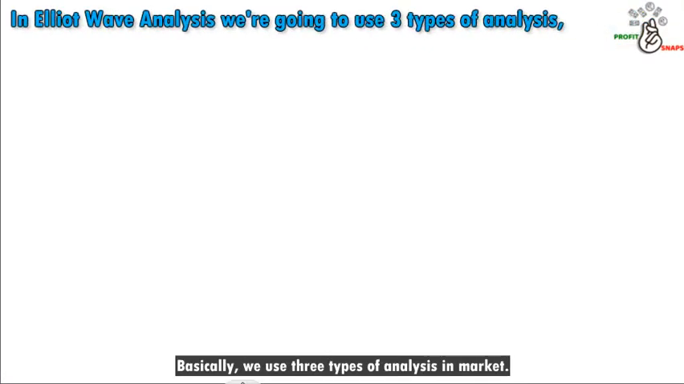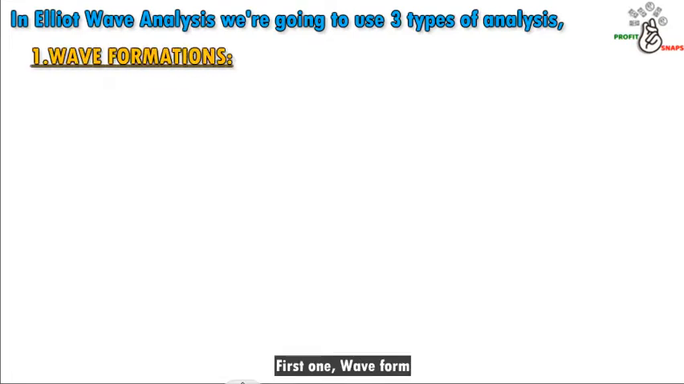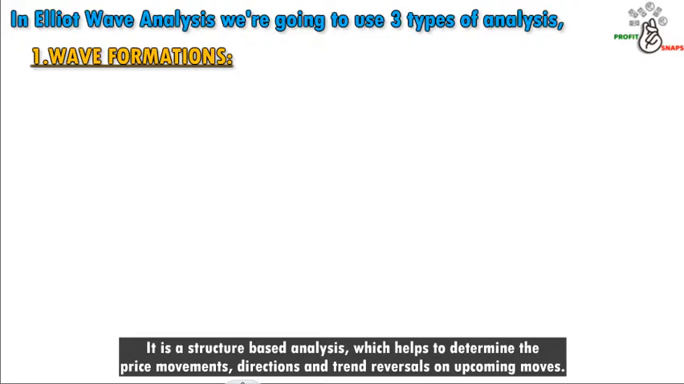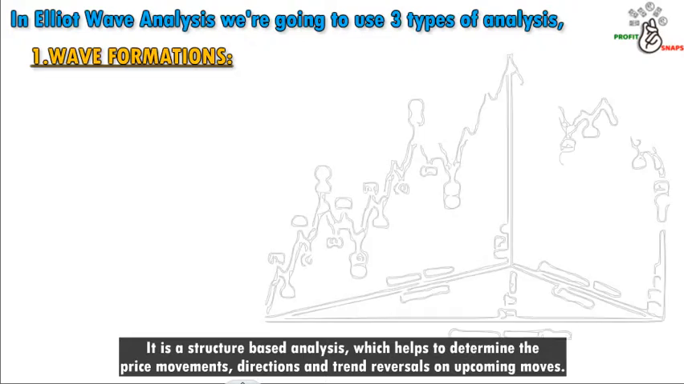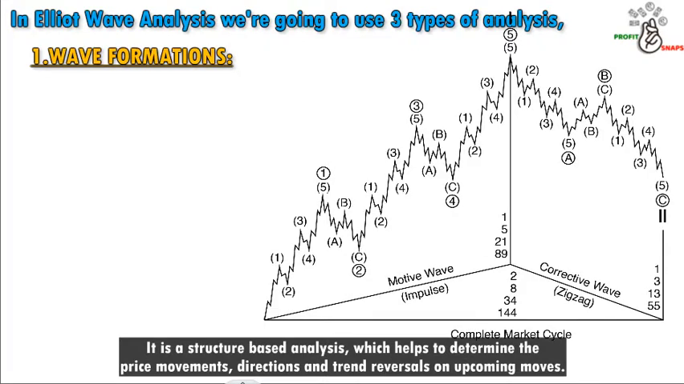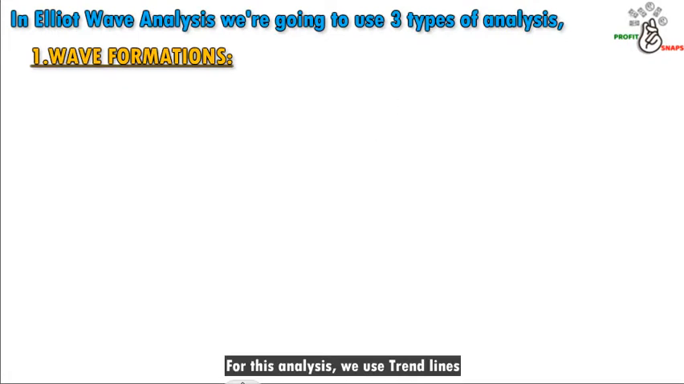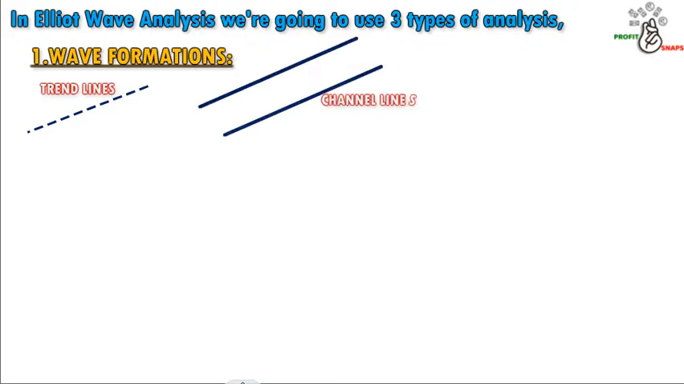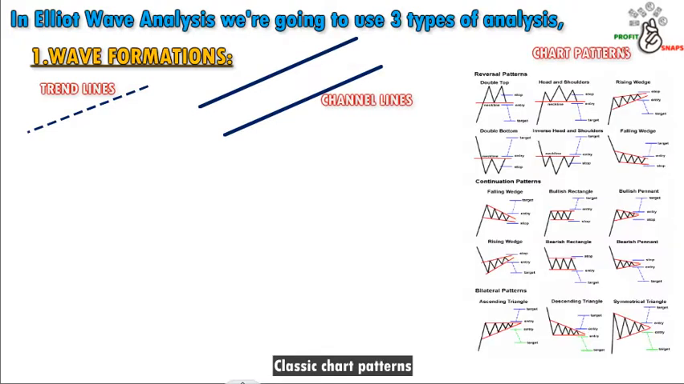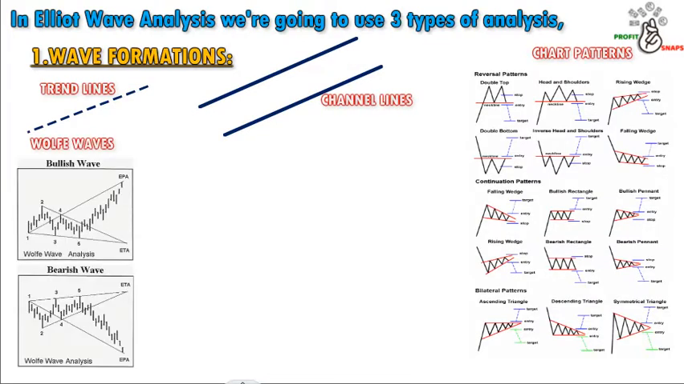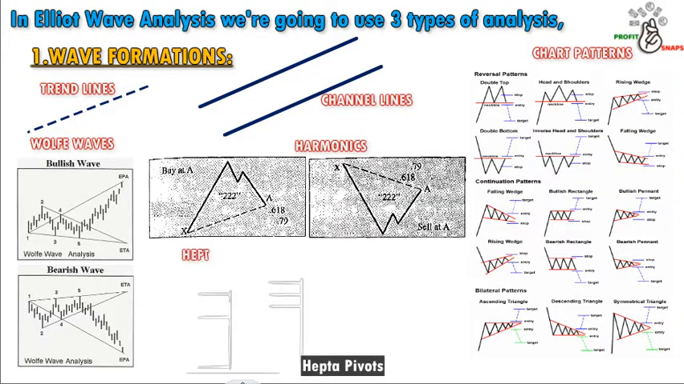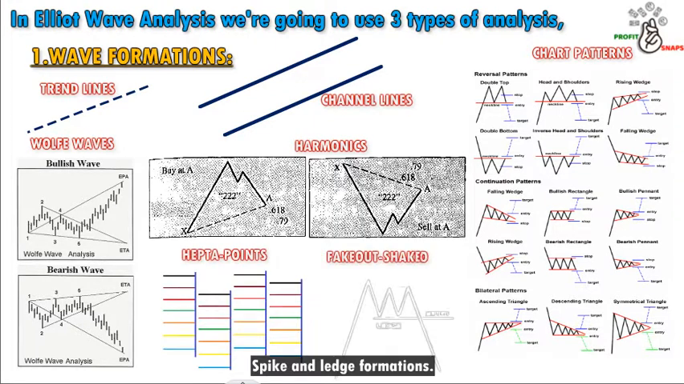Basically, we use three types of analysis in market. First one, waveform, is a structure-based analysis, which helps to determine the price movements, directions and trend reversals on upcoming moves. For this analysis, we use trend lines, channel lines, classic chart patterns, Wolfe wave sequences, harmonic patterns, heptapivots, spike and ledge formations.